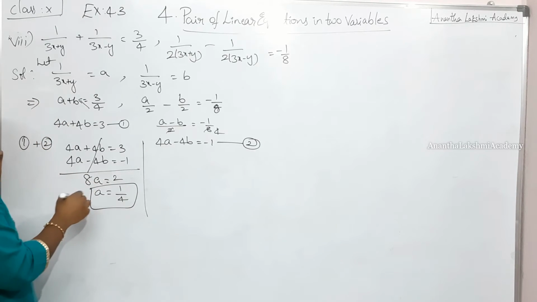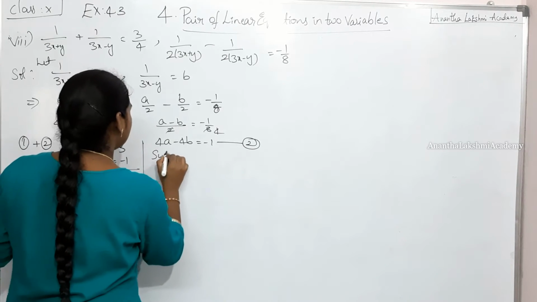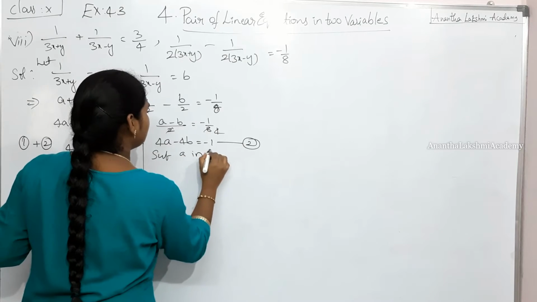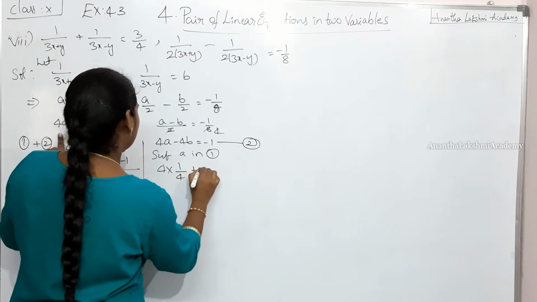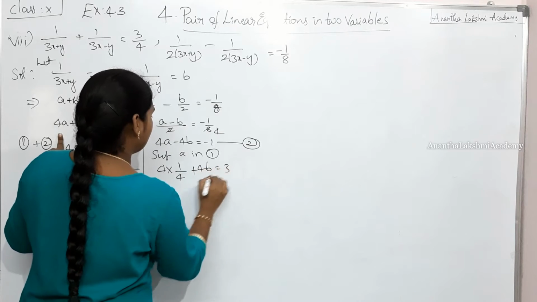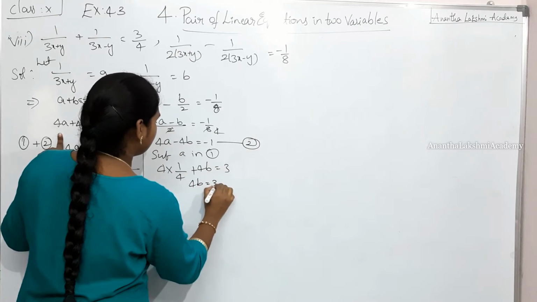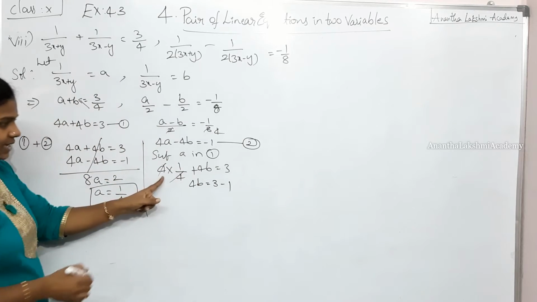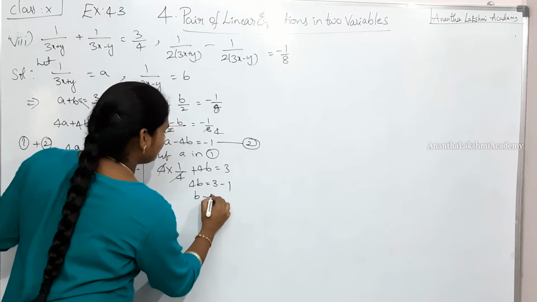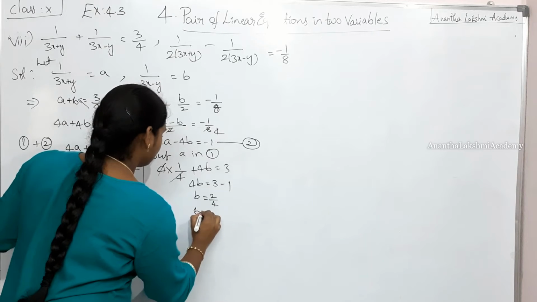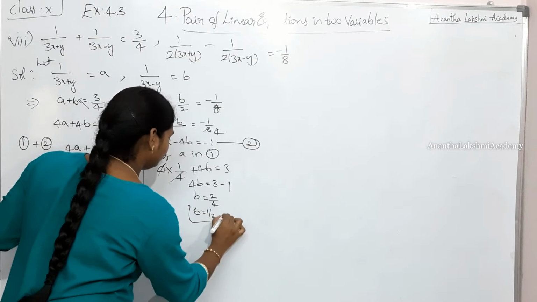Now that we got the value of a, substitute a in equation 1. 4 into 1 by 4 plus 4b is equal to 3. That is, 4b is equal to 3 minus 4 times 1 by 4, so the 4s cancel. This goes to the other side. b is equal to 3 minus 1, which is 2 by 4, which is nothing but 1 by 2.